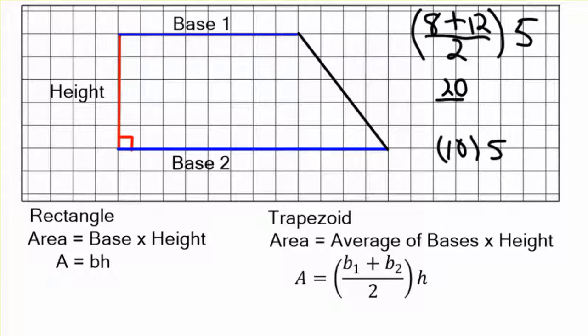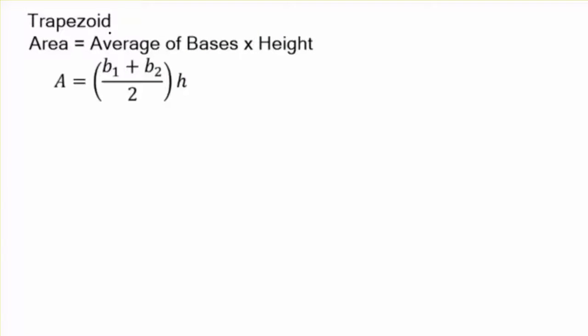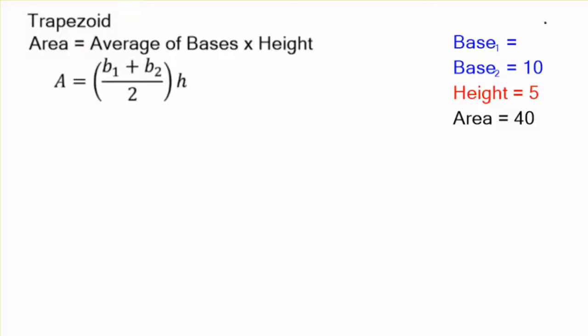8 plus 12 is 20, divided by 2. That's going to give us that 10. So you can think, what's in the middle, or add them together and divide by 2. Total area is 50. That's how many squares are in there. So here's our formula: A equals B sub 1 plus B sub 2 divided by 2, times H.